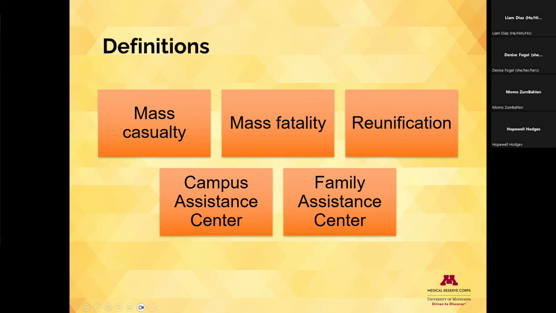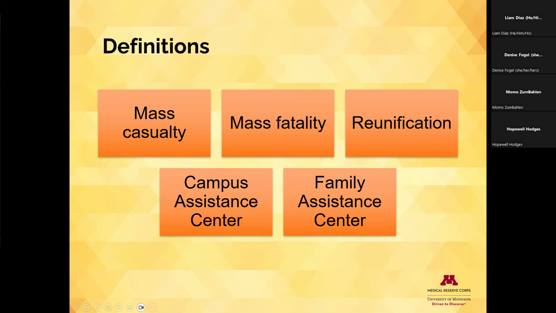And then we'll talk about reunification. The one thing I'll say about reunification, looking industry-wide or nationwide, is that it's a term they're going away from a little bit, in different college settings, or not just college, but wherever there have been, say, active shooters.